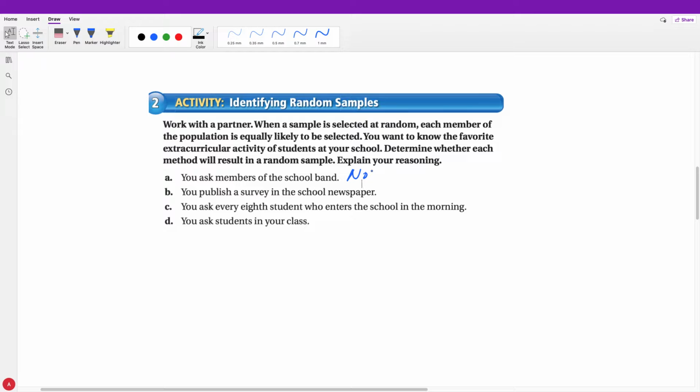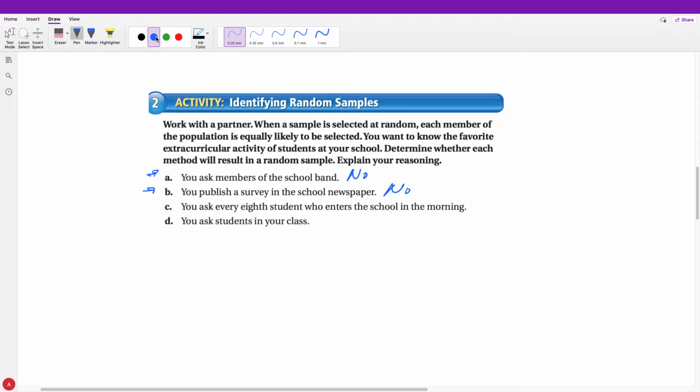So we would want to have a better representation of our school than just the school band. All right. B, you published a survey in the school newspaper. No, this one is not random either, because only the people who read the school newspaper will be the ones that answer it. Remember, everyone has to have an equal chance of being part of your sample. Back to that school band, not everyone in your school is equally likely because you chose that. Now, if you randomly chose a class out of the school to talk to, then maybe we can talk about that a little differently. But everyone has to be equally likely to be chosen. Since you're putting it in a school newspaper, not everyone reads it, and not everyone has an opportunity to get it. Or maybe everyone does read it, but we don't know that for sure. So that one would be no.